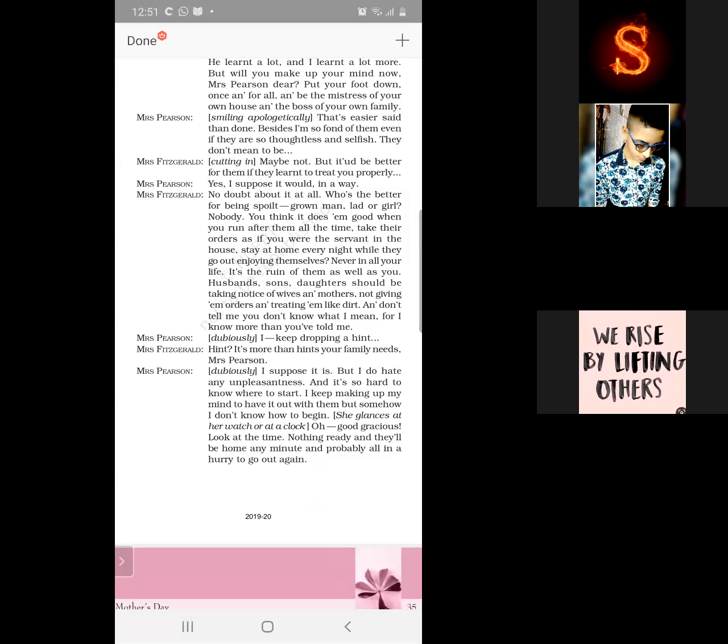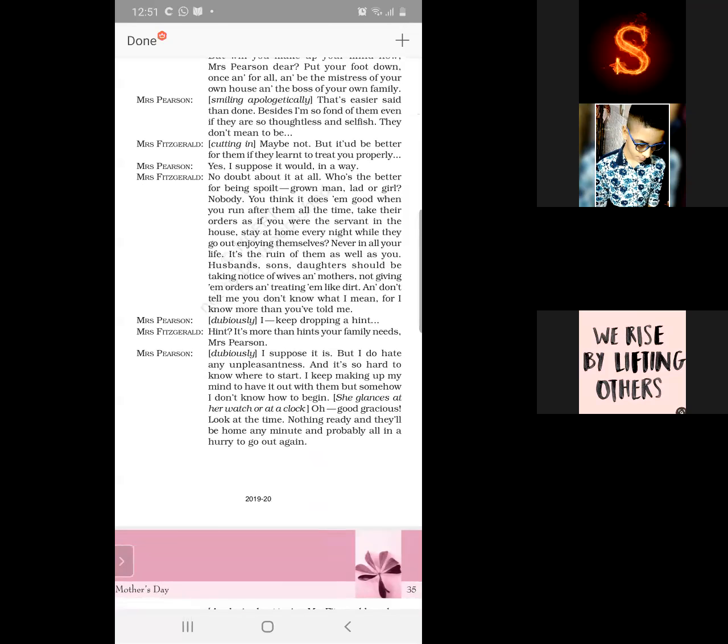Husbands, sons, and daughters should be taking notice of wives and mothers and not giving them orders and treating them like dirt. So somewhere she's trying to explain to her that you have your own dignity. Maintain your dignity. You have your respect. If they are not respecting you, put them on the right path. Tell them you need something.